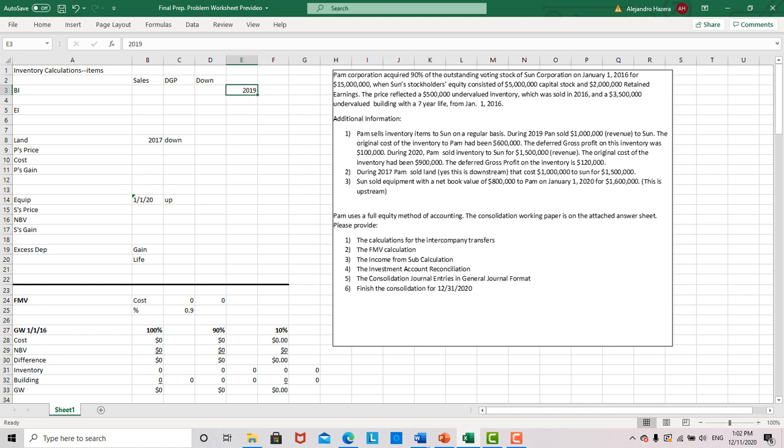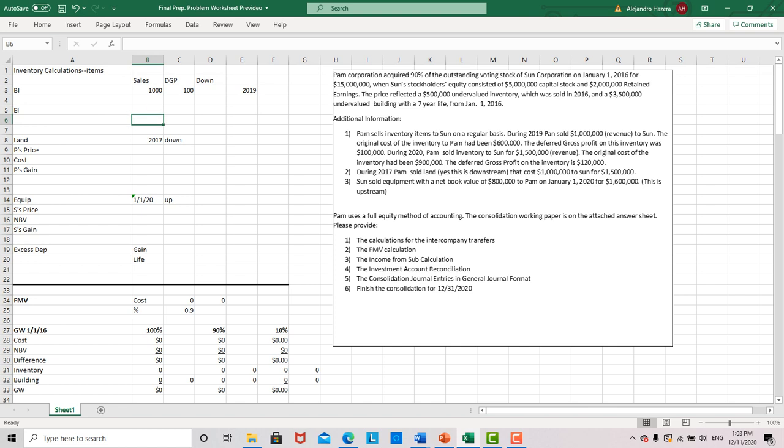Okay, so 2019. Read piece of information number 1. Read the information during 2019. The statements are in thousands, so I'll just keep it in thousands. PAM sold inventory items with intercompany transfer revenue of $1 million to Sun. The original cost of the inventory was $600,000. Deferred gross profit was $100,000. So the sales on the beginning inventory downstream were $1 million from parent to sub. Deferred gross profit is $100,000.